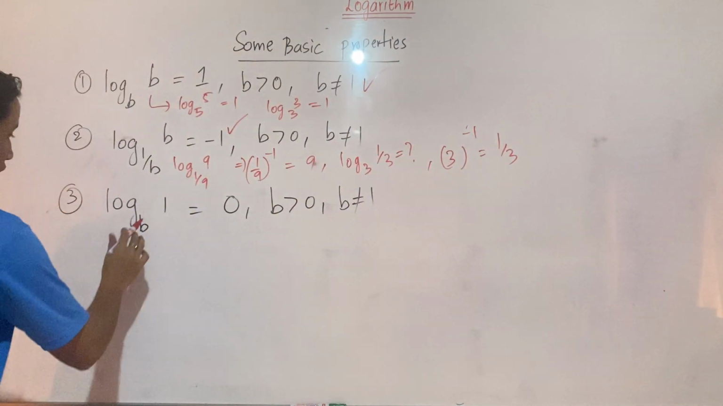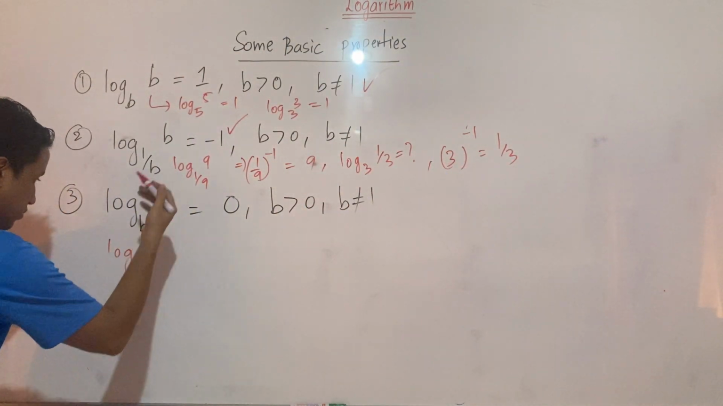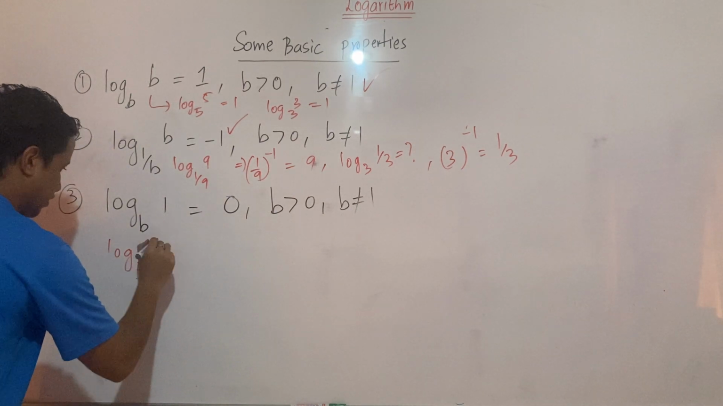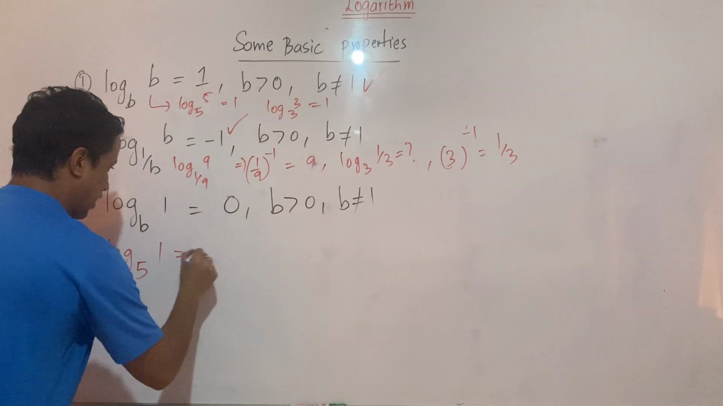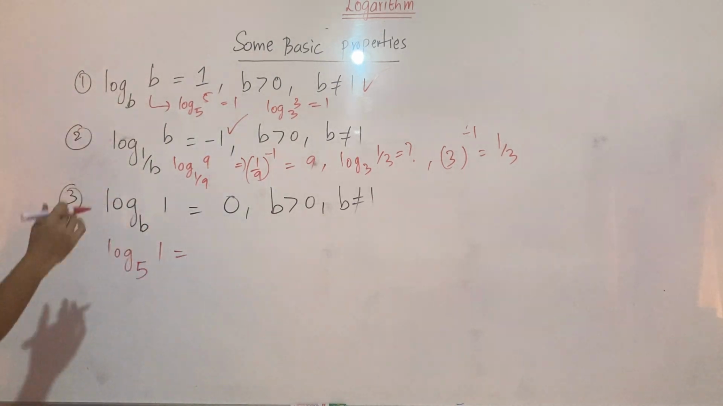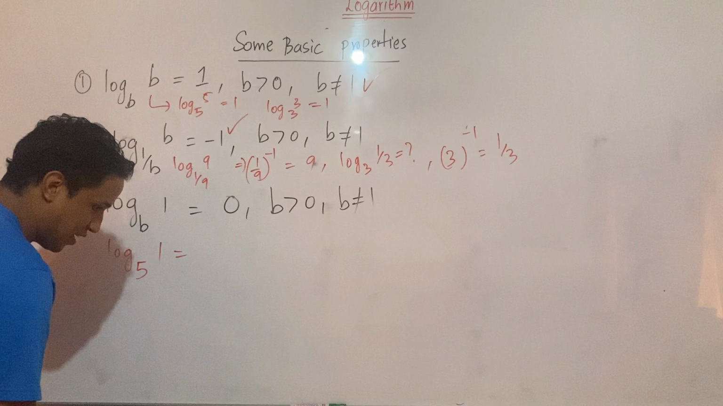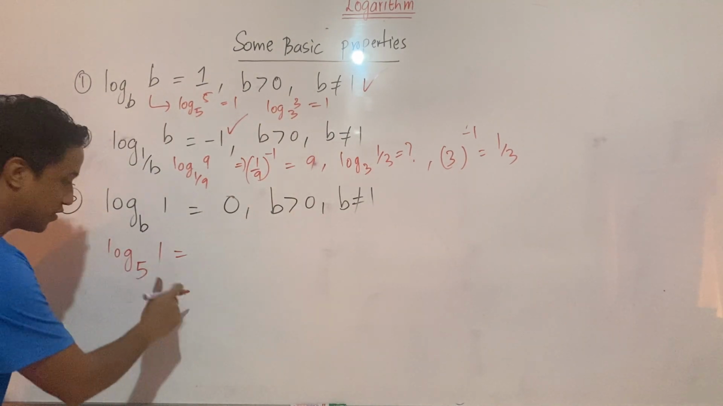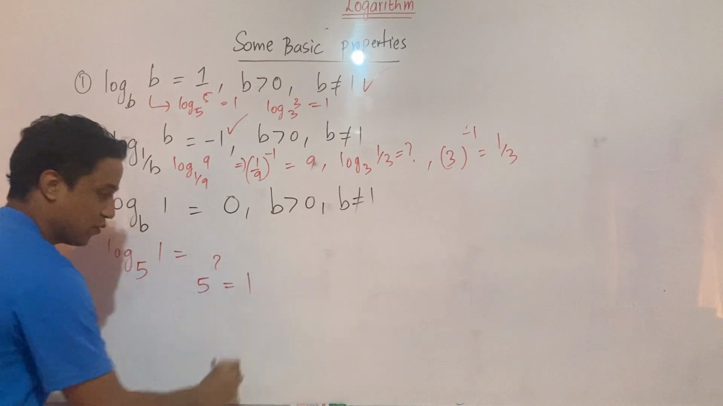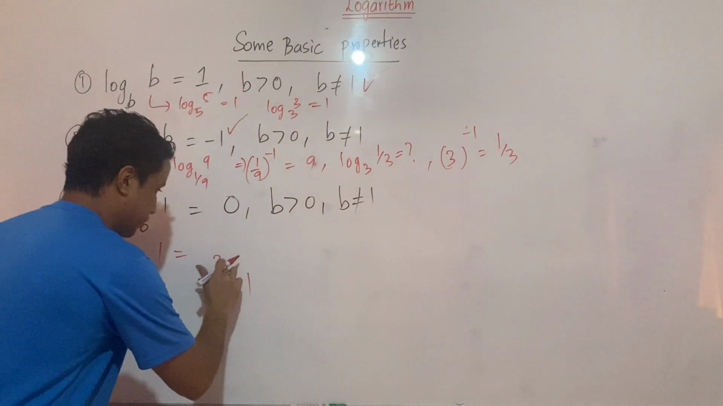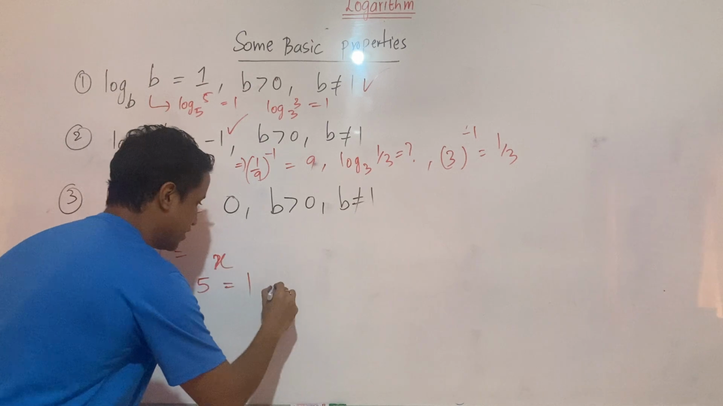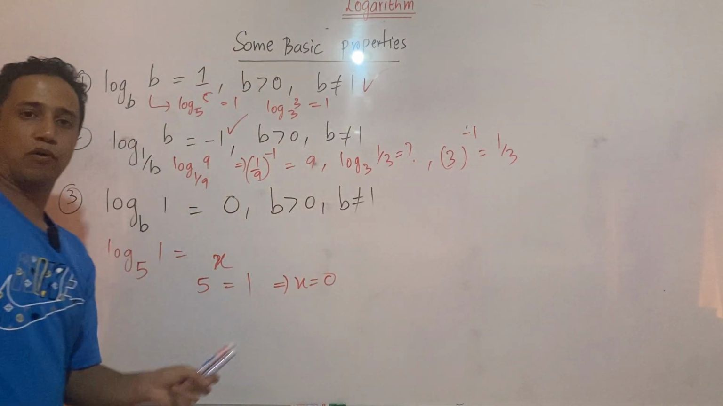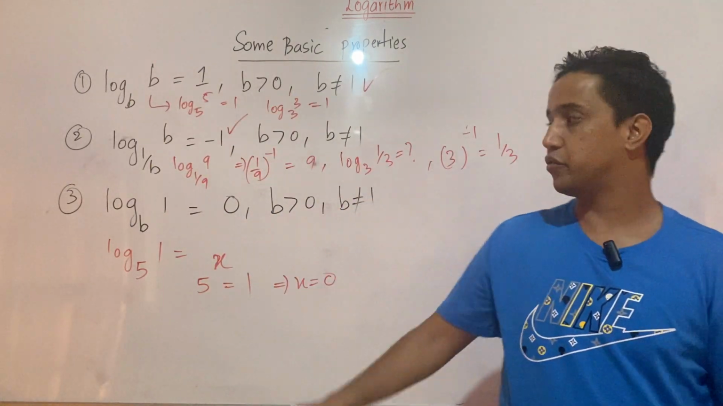And here, any example, log of 1 to the base 5. Now, what exponent or what power should you raise this base 5 to get 1 as your answer? So what's going to be the value of this? X is going to be 0. Okay, so these are very basic properties. You must learn these properties.